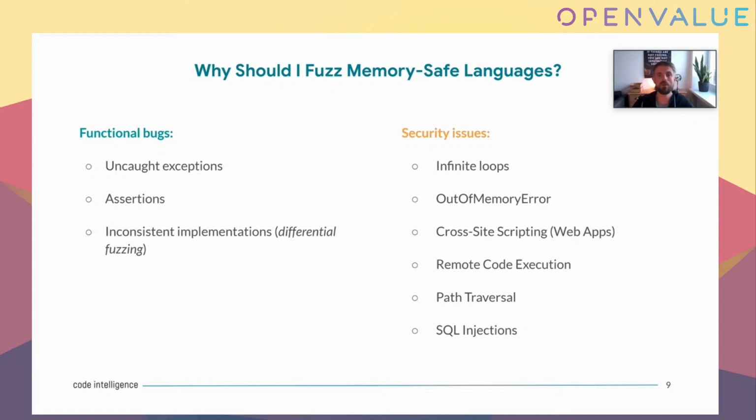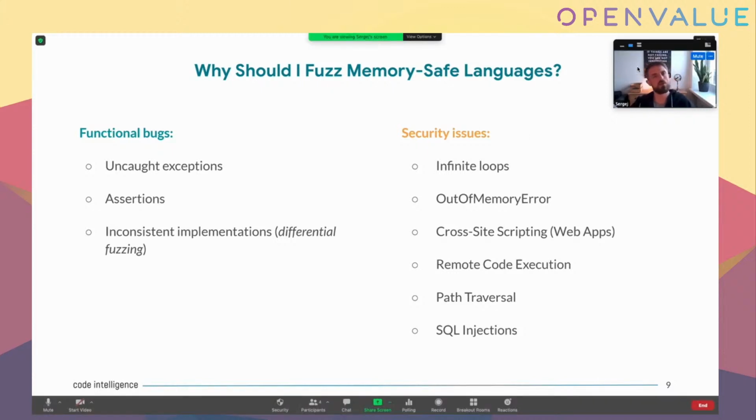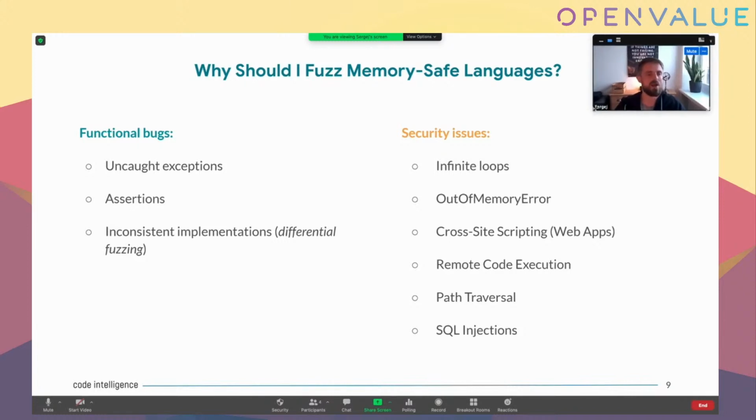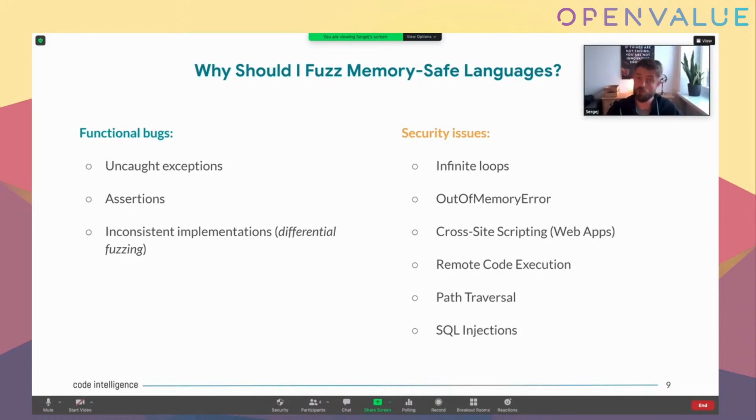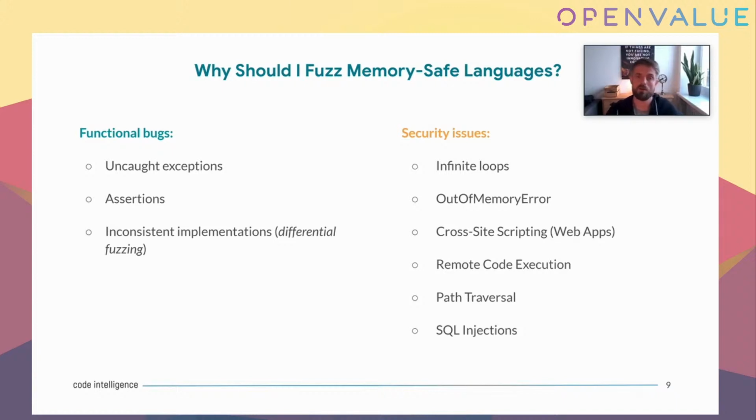So you could produce a lot of exceptions which are not caught in the end, and then the user gets some weird error messages. You might have assertions inside your code, and fuzz testing is a good way to find inputs breaking your assertions.